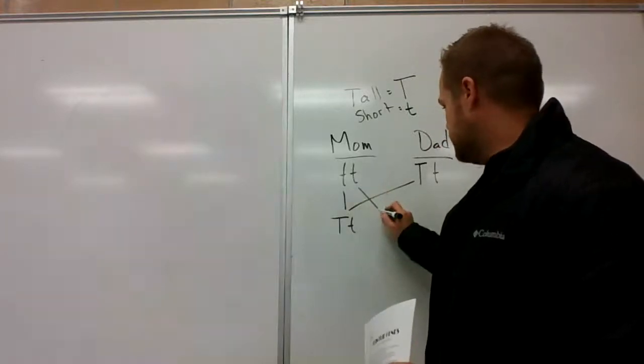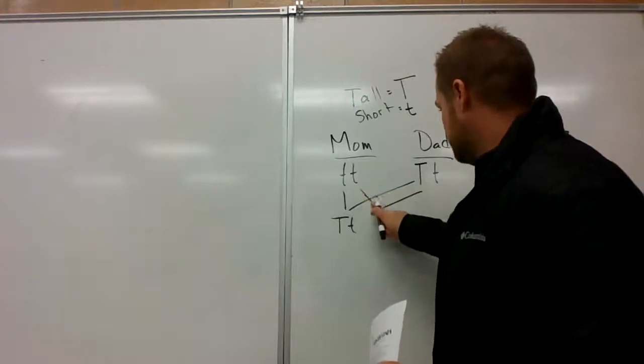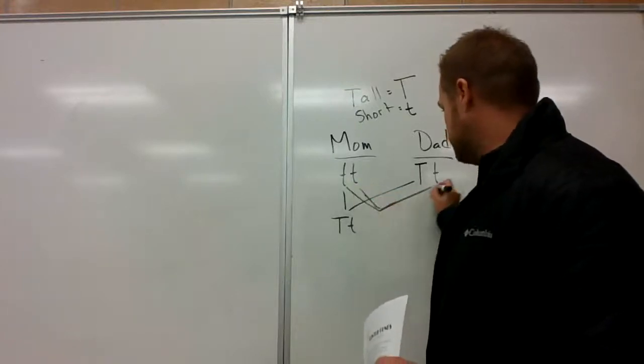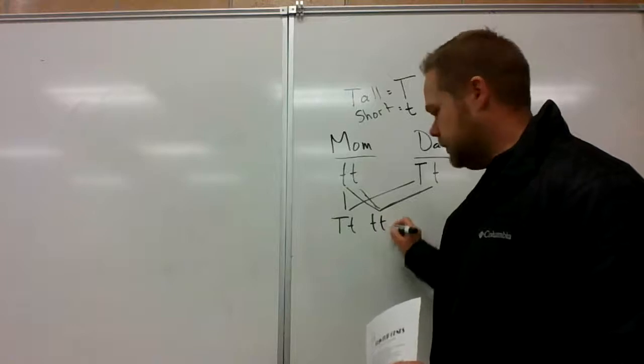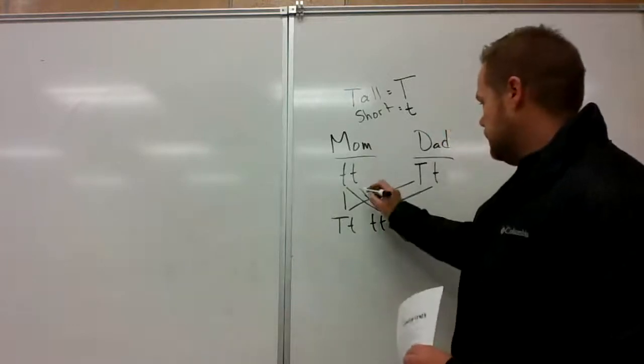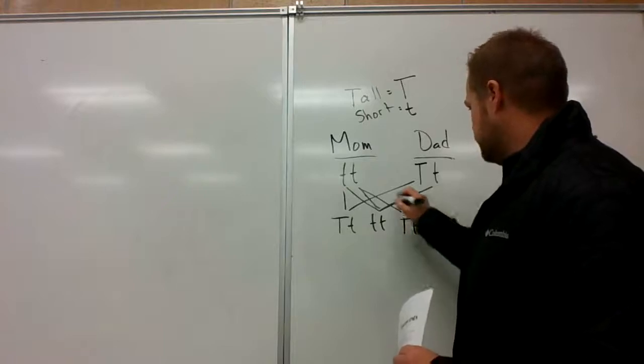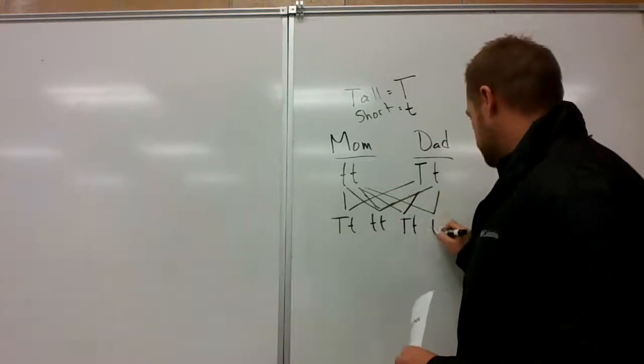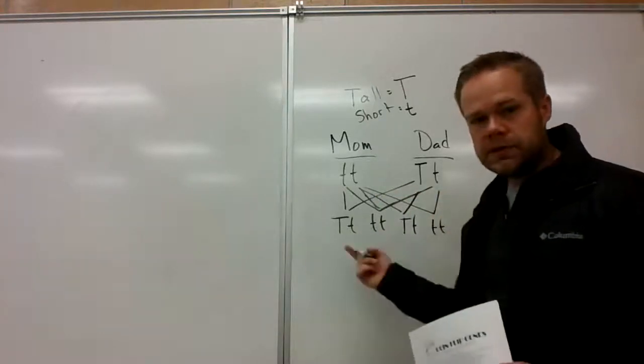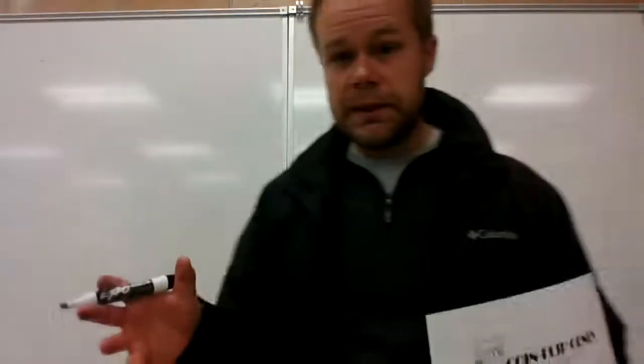If mom gives the first one and dad gives the second one, the child would end up being short. If mom gives the second one and dad gives the first one, you get a tall child. But they're just giving one of those alleles, and it's completely random which one they give. So we're going to model that with this assignment today.